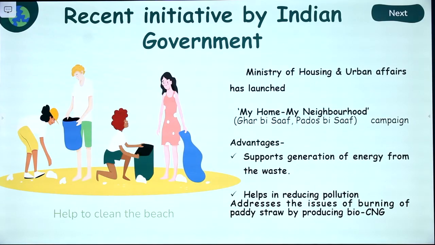So what are the initiatives that the Indian government has taken regarding zero waste? The Ministry of Housing and Urban Affairs has launched the My Home, My Neighborhood campaign, which is also known as Ghar Bhi Saaf, Padosh Bhi Saaf. What are the advantages of this? It supports the generation of energy from waste. It helps in reducing pollution and addresses the issue of burning of paddy straw by producing bio-CNG.